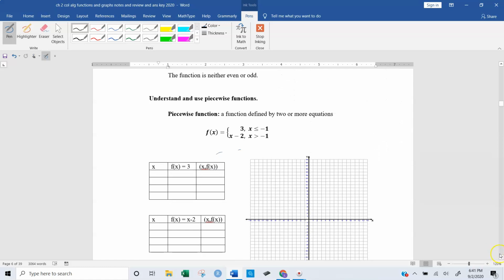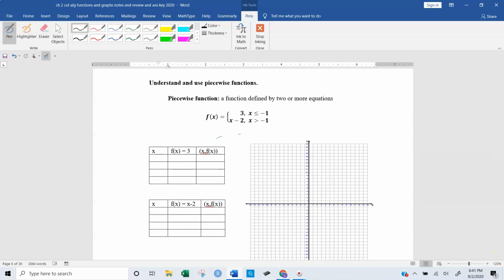Okay, piecewise functions mean there's more than one part to them. When you look here, we have two lines, so we have two sections we have to graph. The first one is y equals 3. I'm hoping you remember that that is the horizontal line at y equals 3. So it goes like so, right? Okay, this part here is the domain.